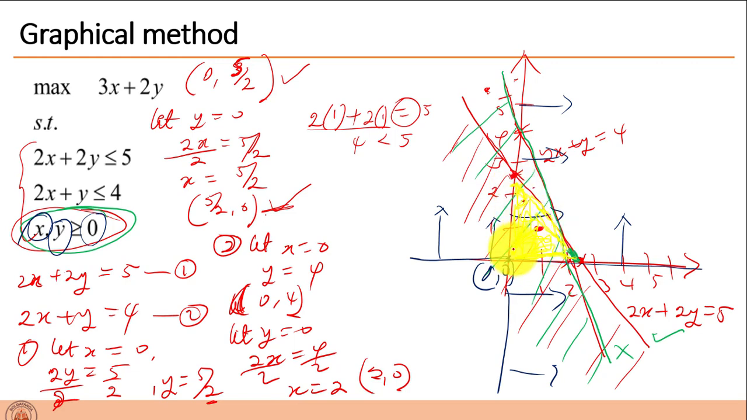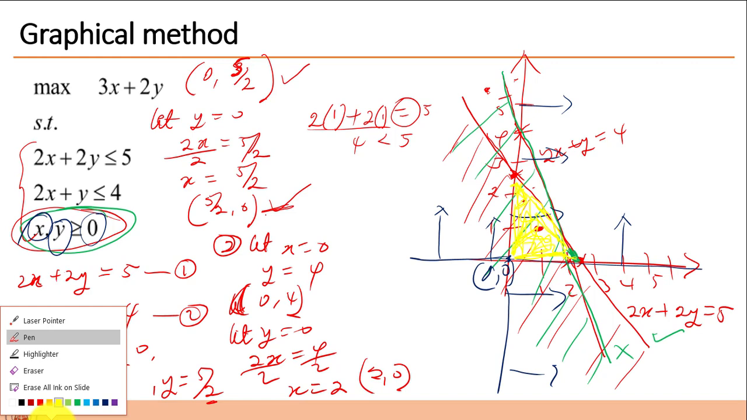Now, what next do we want to do? We want to get the solution, and now our solution will depend on the different combinations of x and y. If we put that into the objective function, which of them will give us the maximum value? Because here we are maximizing.